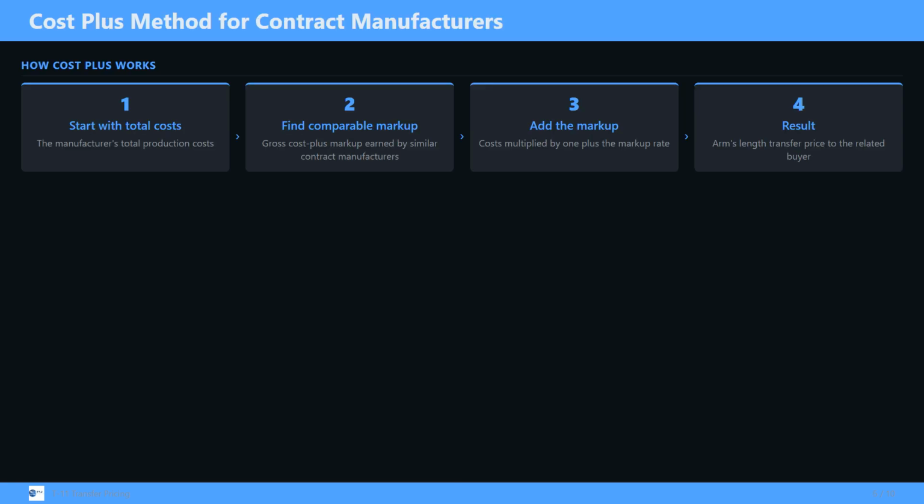Now flip to the other end of the chain, the cost-plus method. This one applies when a related contract manufacturer produces goods for an affiliated buyer. Instead of starting from a resale price, we start from what the manufacturer actually spent to produce the goods, then add a comparable markup that independent contract manufacturers would earn on that same kind of work.